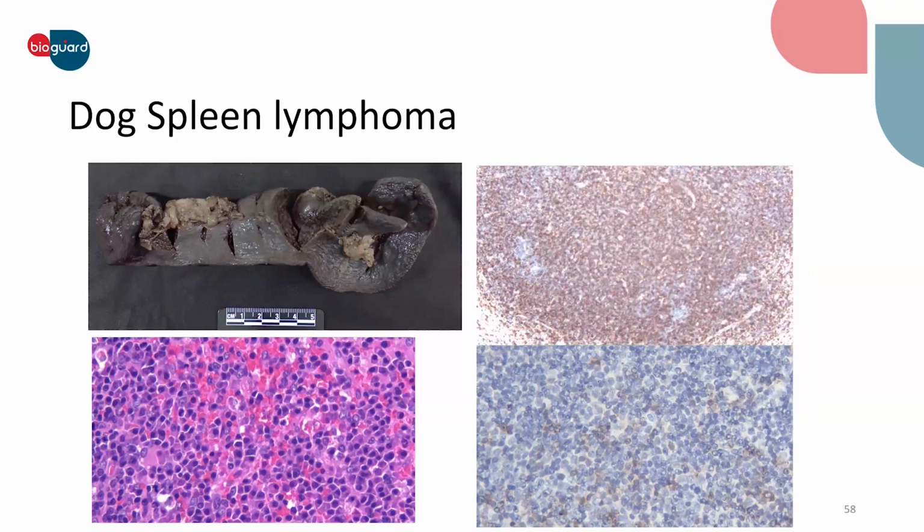Okay, let's look at a clinical case, which is a spleen lymphoma in a dog. We can see the enlarged spleen, and the parenchyma is infiltrated by neoplastic cells, lymphocytes. The neoplastic cells are positive for CD20 and negative for CD3, which means that it is a B-cell lymphoma.